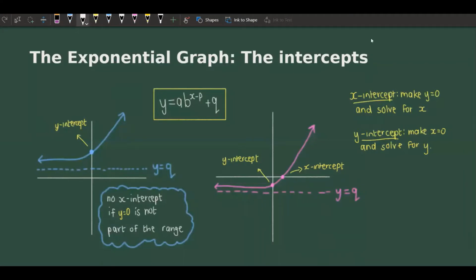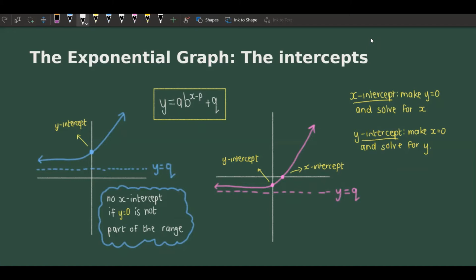Hello everybody, and welcome to this video on the exponential function. In this video, we have a look at the intercepts. So to find the x-intercept, we make y equals 0 and solve for x. And to find the y-intercept, we make x equals 0 and we solve for y.